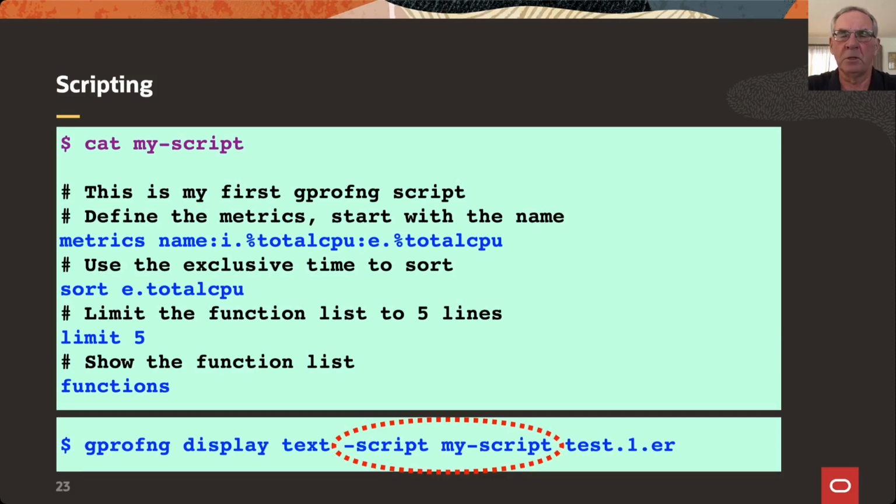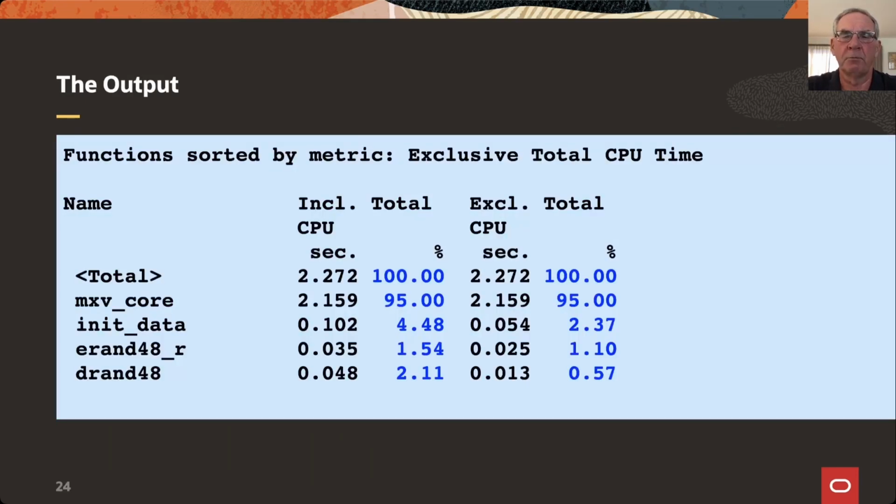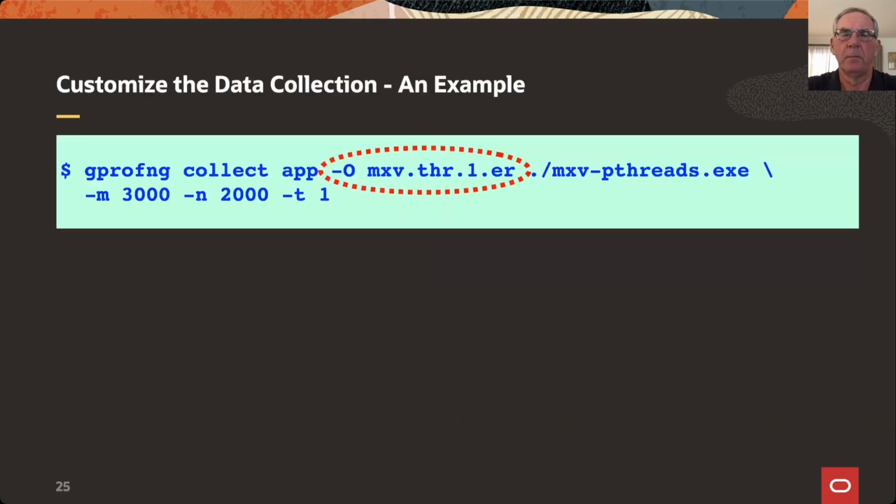By the way, you can still have command line options here as well. So you can mix and match with command line options. In practice, I put everything in a script, but you don't have to do that. And this is the kind of overview you now get. I get the inclusive and exclusive metrics with their respective percentages. And as I said, that already can give quite some insight into where the time is being spent.